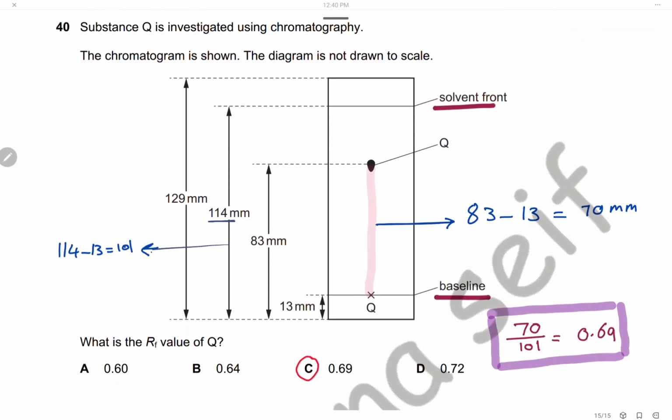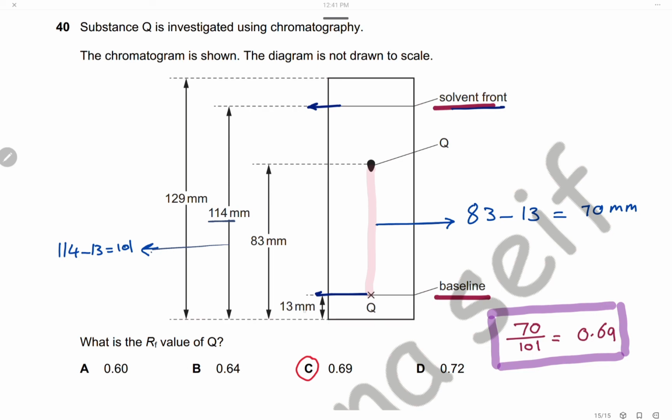Question 40. Substance Q is investigated using chromatography. The chromatogram is shown and the diagram is not drawn to scale. What is the RF value of Q? Here, the RF value is the distance moved by the spot from the baseline, divided by the distance moved by the solvent from the baseline to the solvent front.